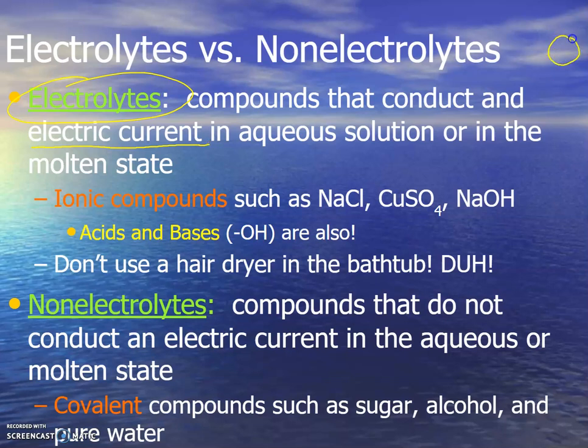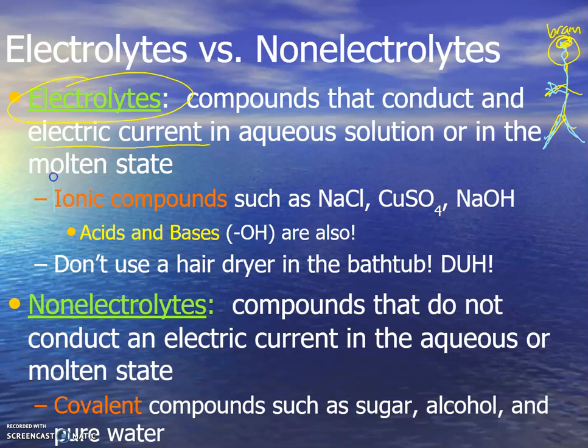Where would you need an electrical current? From your brain, from your nervous system down your spine into your muscles. So it is going to allow your brain to send those signals into your arm muscles or your leg muscles so you can run, jump, throw, and all that kind of stuff.